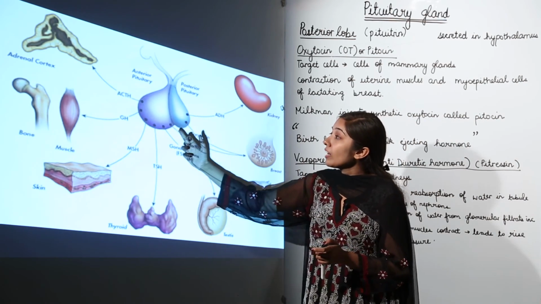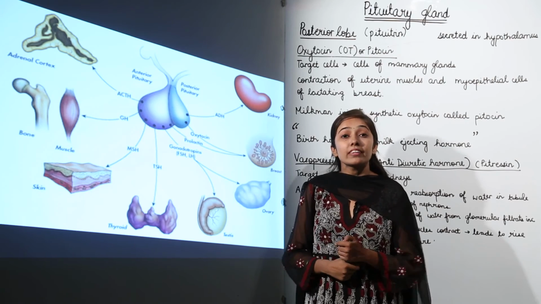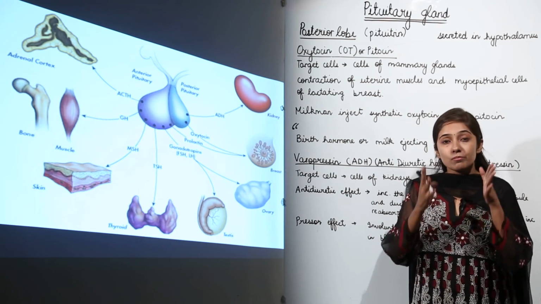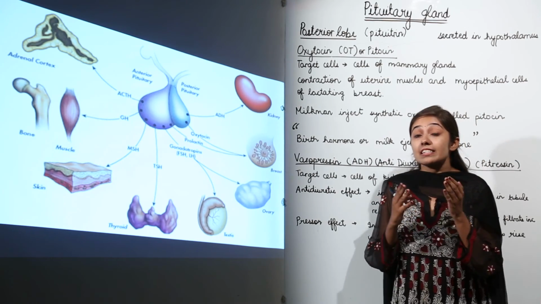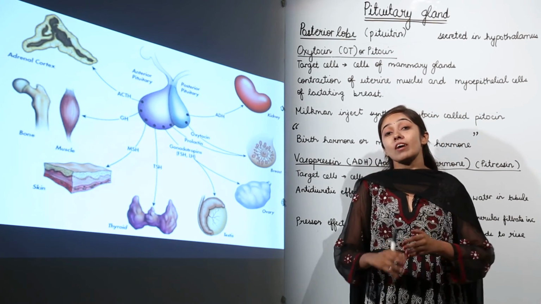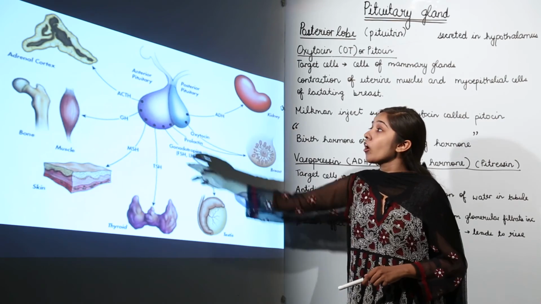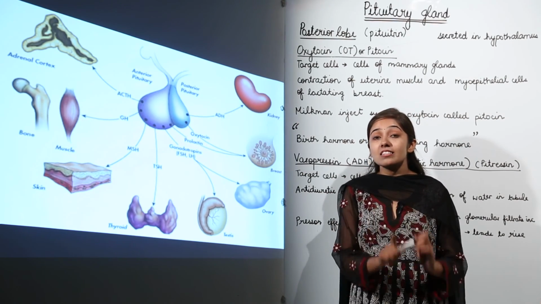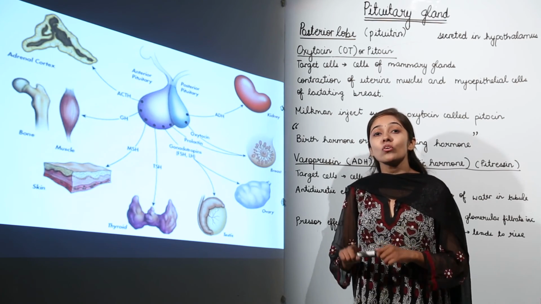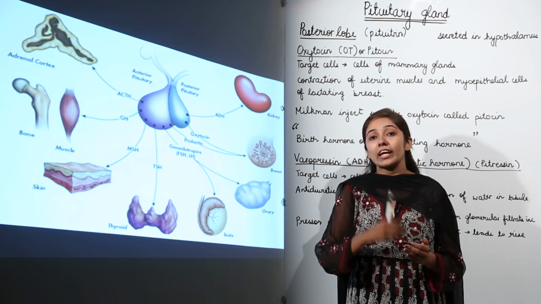And you can also make out the hormones that are secreted by the anterior lobe. So just remember, by names you can make out what are going to be the target cells and what are going to be the functions performed by these hormones of the pituitary gland. And remember that pituitary gland is the master endocrine gland because it is controlling the secretions of other endocrine glands also.